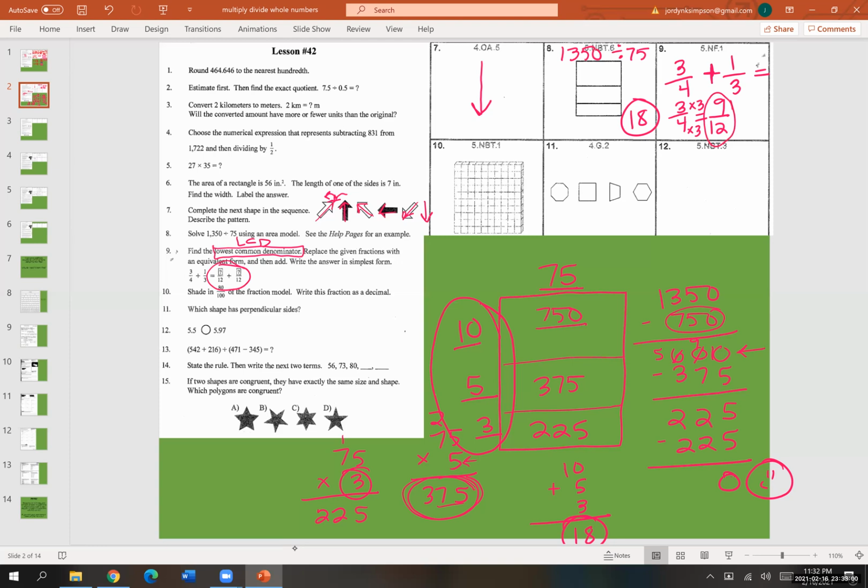So now let's do the 1/3. We want this to also have a fraction with 12. So 3 times what will get you to 12? That would be 4. Whatever I do to the denominator, I do to the numerator. So 1 times 4 is 4. So my equivalent fraction for 1/3 is 4/12.